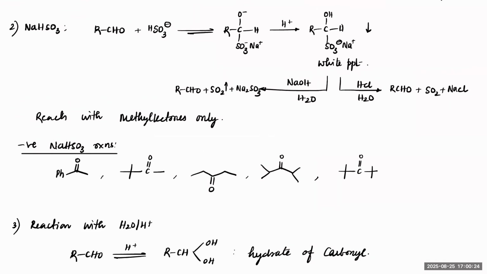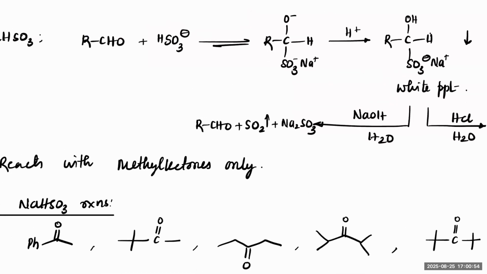Right. Second reaction is sodium hydrogen sulfite. Notice, aldehyde, if you have RCHO and react with HSO3 minus. In HSO3 minus, you will notice that we have sulfur with a lone pair. Let me write the structure. S with a lone pair, double bond O, sorry, O minus, and OH. This is the structure we have.